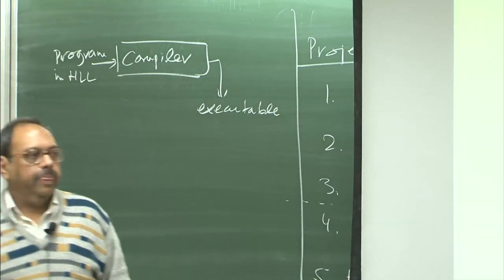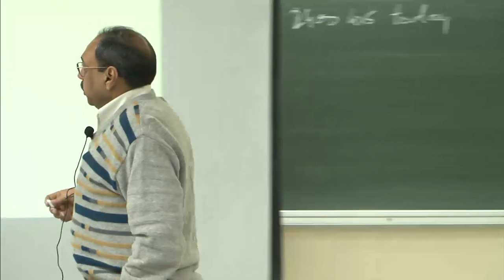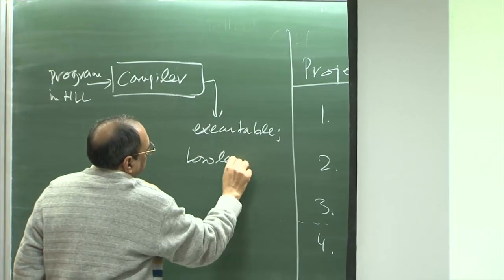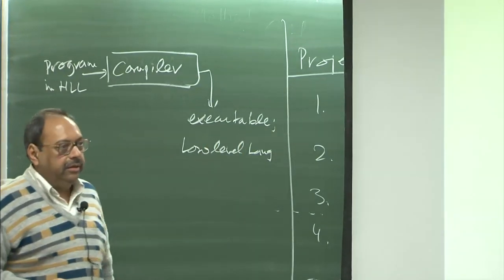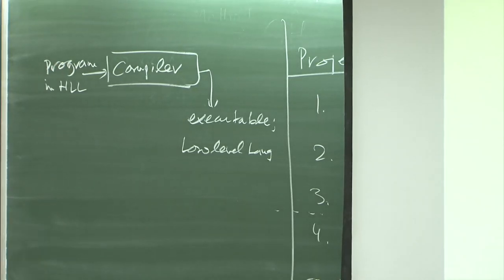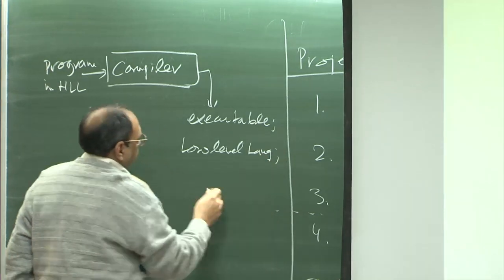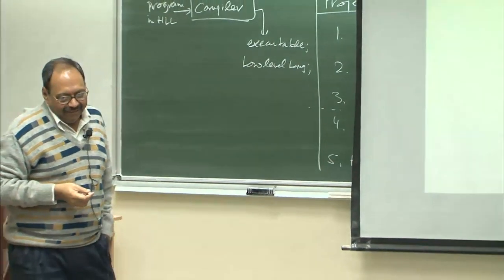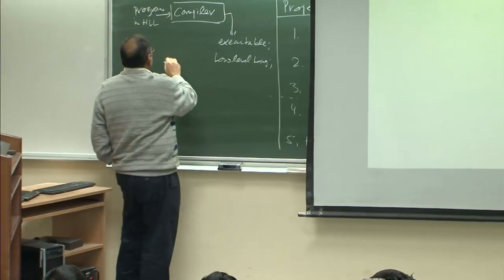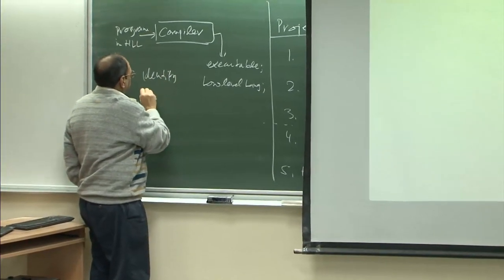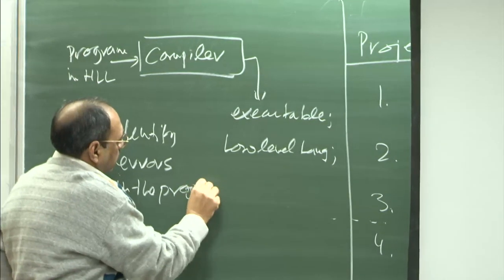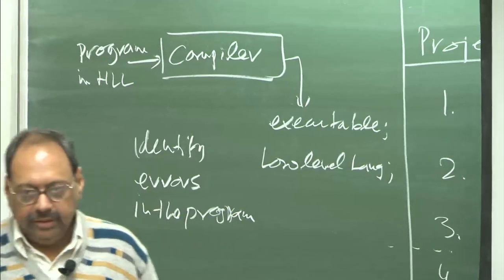Sir, it can also produce a low-level language. So instead of an executable, it can also give me a low-level language. It can also reject the program. So, is that an outcome of a compiler? No, sir, it can tell us that you have done something wrong here. Okay. So it can also identify errors. Okay. Is that what you're trying to say?